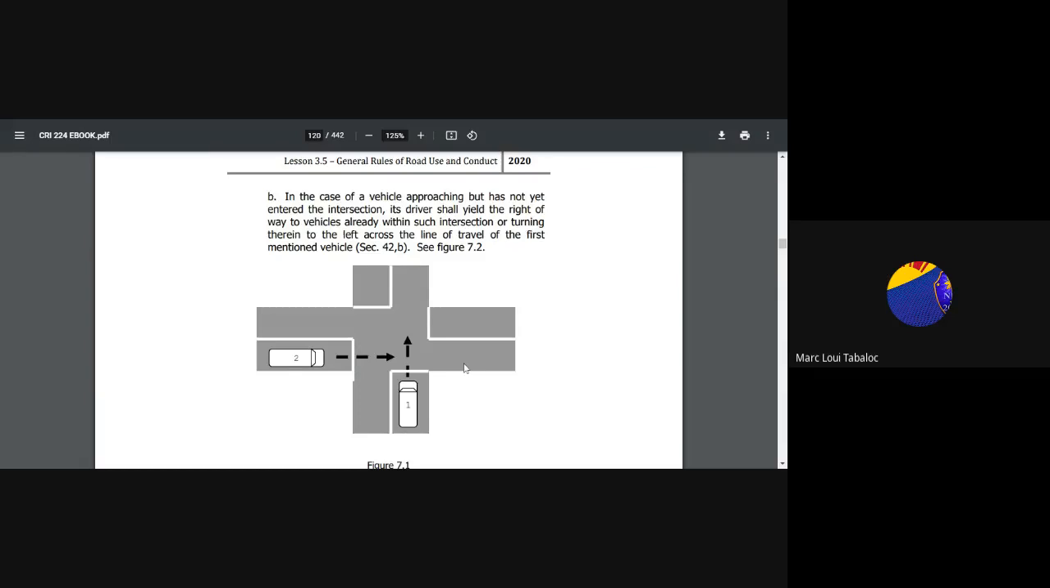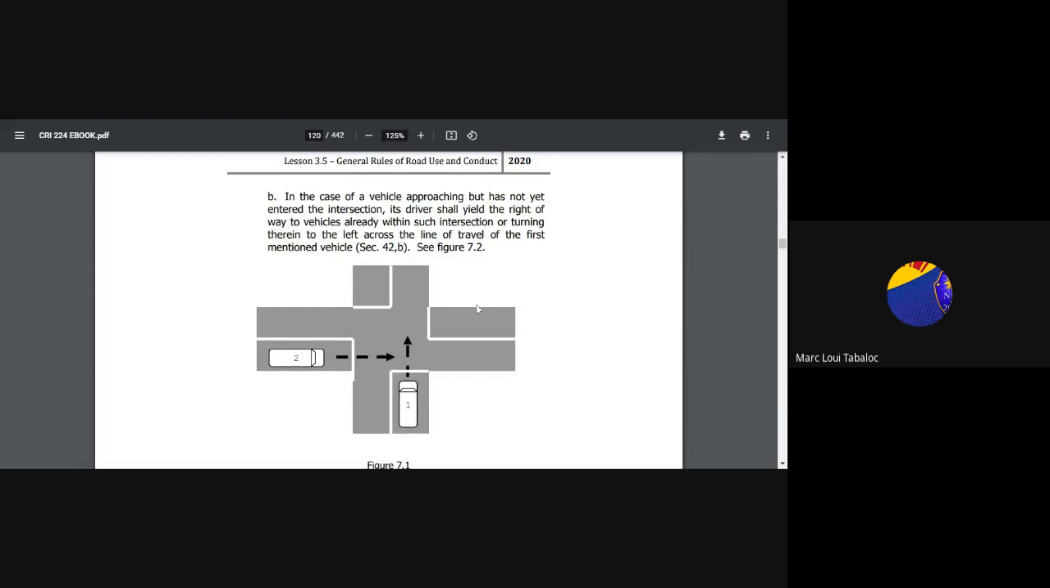So, it will depend on who is on the primary road, or the main road. Is it car 1 or car 2? Or vehicle 1 or vehicle 2. Again, always remember, upon entering the intersection, slow down. Even if you ride a motorcycle, slow down, okay? It doesn't mean that because the light is yellow, you need to really go fast.